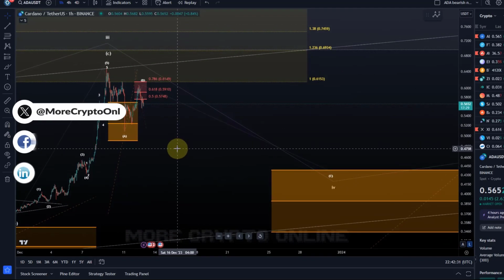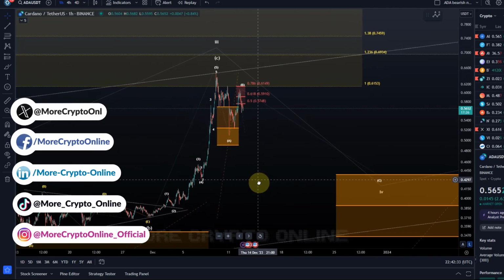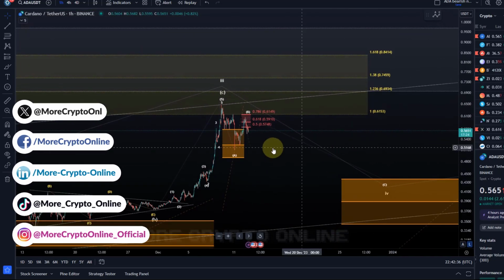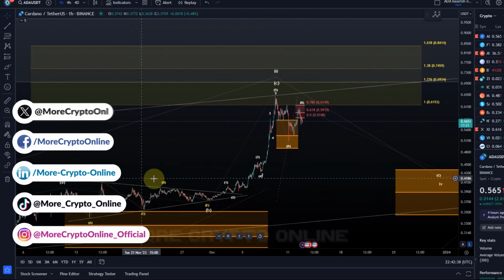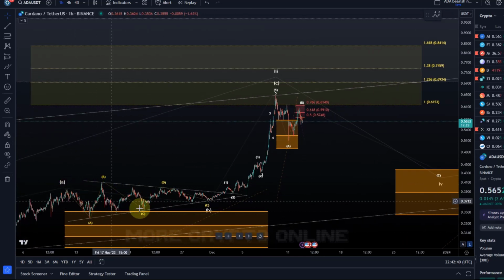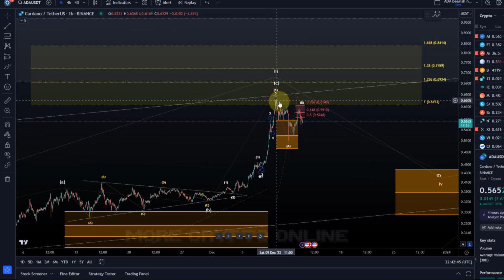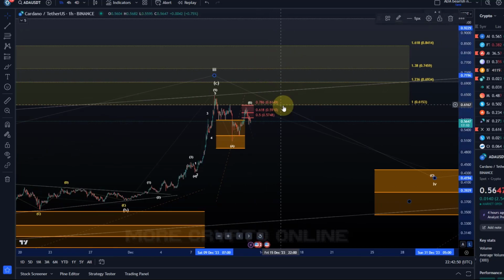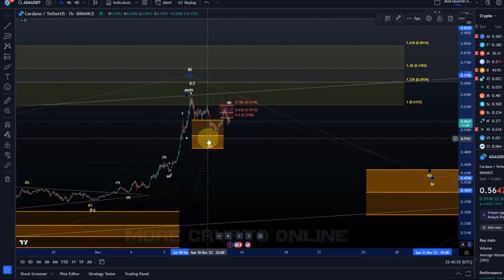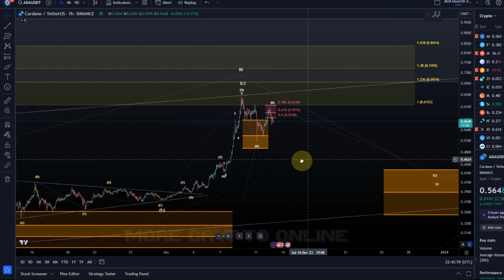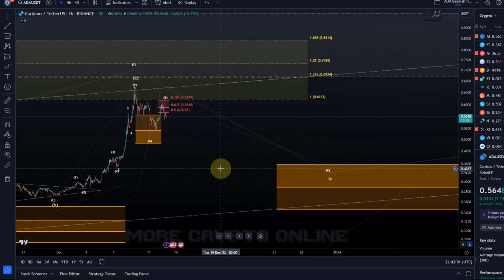ADA is currently following our main scenario quite well. ADA rallied off our support area into the target area, reacted there where it needed to in this Fibonacci extension target area for the third wave, pulled back into the support area in 3 waves, showed a rally into resistance in 3 waves, and is now also reacting to that. That's now the first indication that wave C to the downside has started.